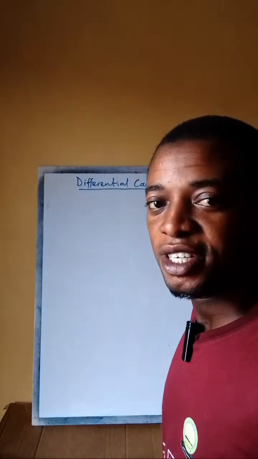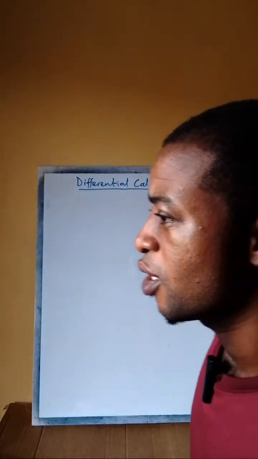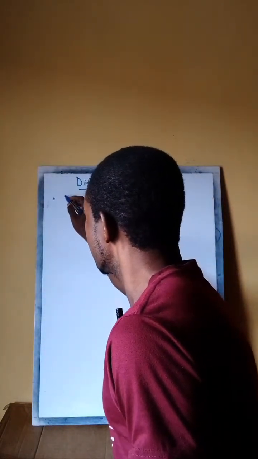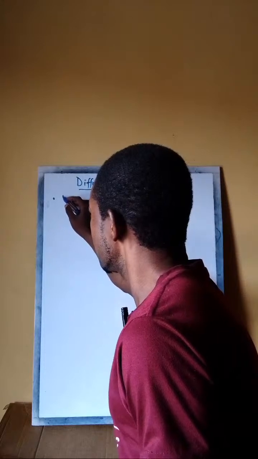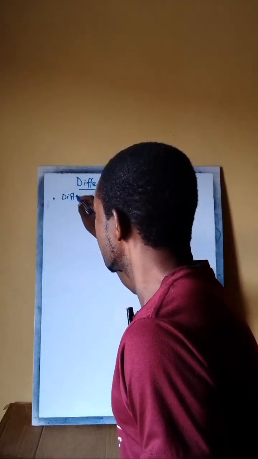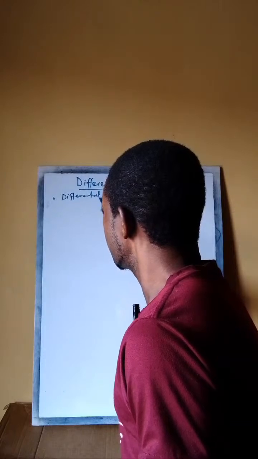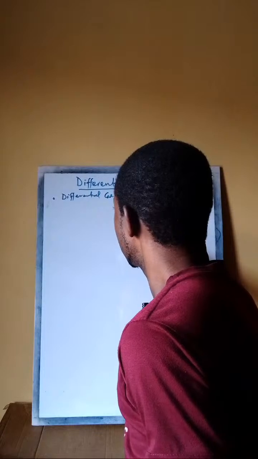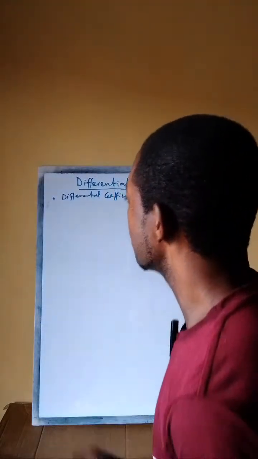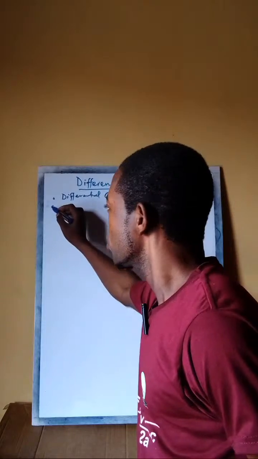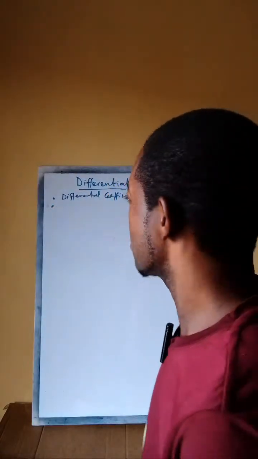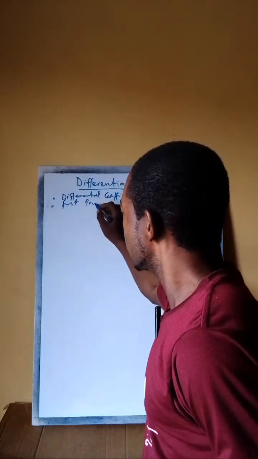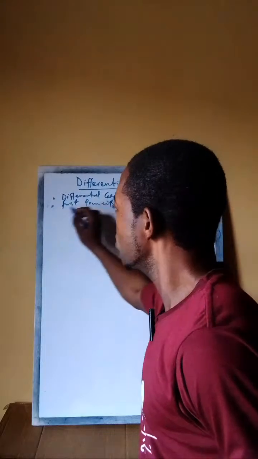Some problems still on differential calculus. And from our previous class, we looked at the differential coefficient of a function, that is, the definition and the formula for the differential coefficient of a function. And also, we looked at differentiation from the first principle, that is, how to differentiate using the first principle.